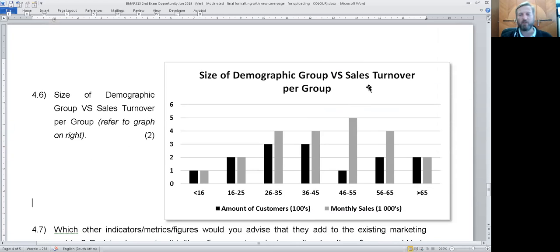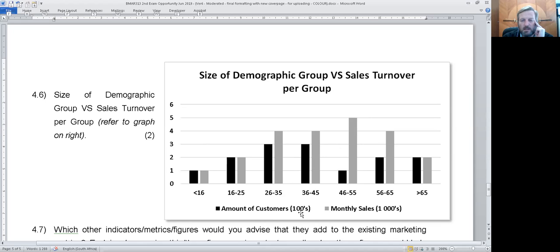Then, size of the demographic group versus the sales turnover per group. The amount of customers is in hundreds, whereas the monthly sales is in thousands. The amount of customers and sales, the first two are quite the same. The last one is not the same. Once again, look at where you're comparing two things with each other. Look at where there's an inverse happening or where the difference between the two is the highest. So those two look the same. That's a big difference, but the massive difference is here.